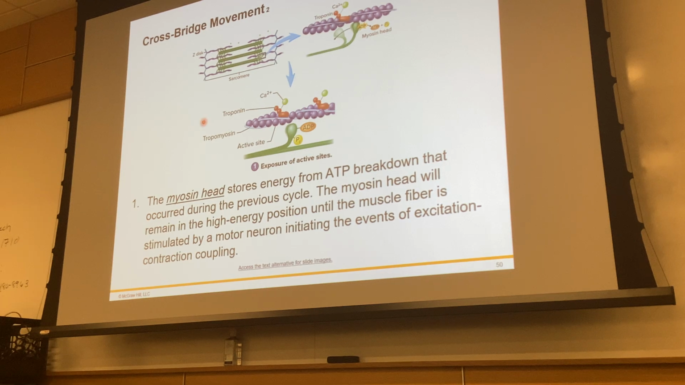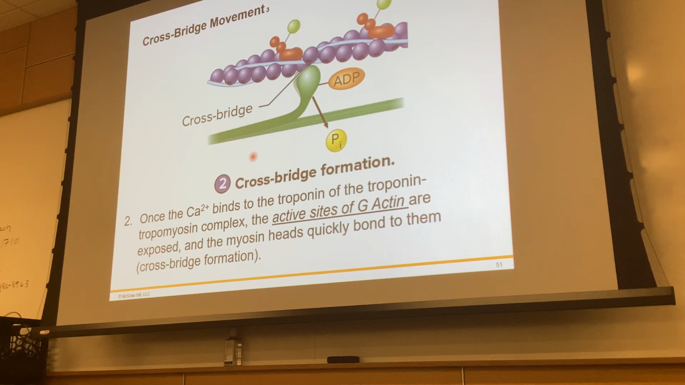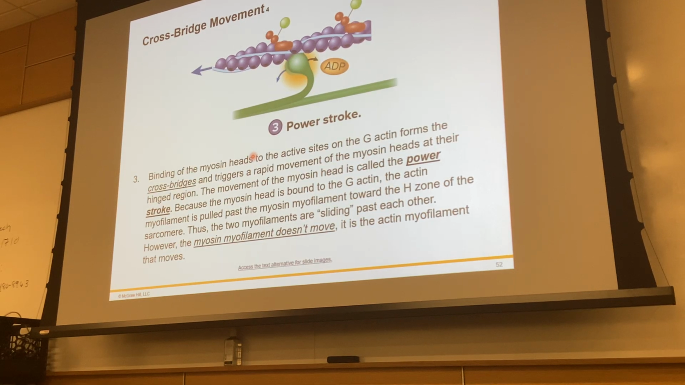And this is what we're going to talk about right here. So I'm not going to get into the details of this anymore. I just told you about that. So we talked about troponin, tropomyosin, the active site in the presence of calcium, and ATP. This is the myosin head, and this is the myosin tail, right? So we've talked about all of this. Cross bridge formation, the power stroke.